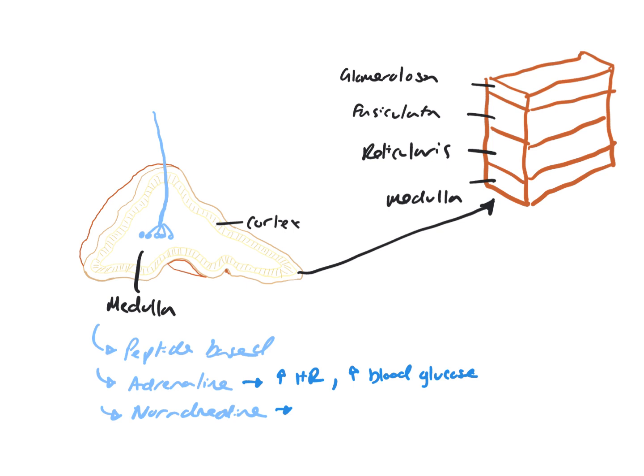With regards to noradrenaline here, again, we're going to see an increase in the heart rate, but we're also now going to see dilation of pupils, and we're going to see the vasoconstriction of your blood vessels which are going to your non-essential organs. So we're just going to divert blood.